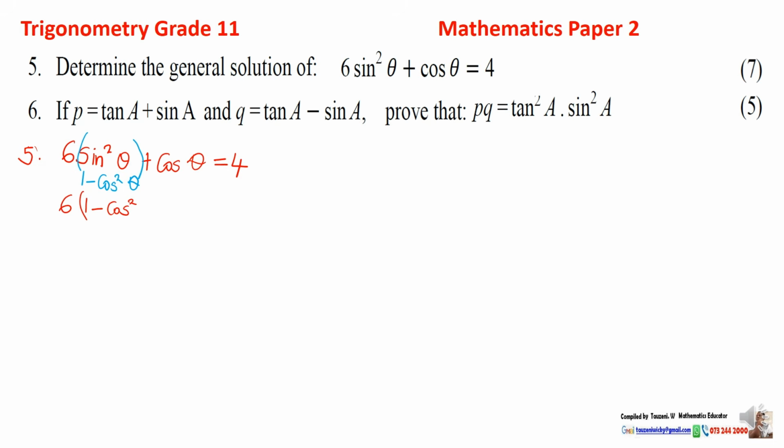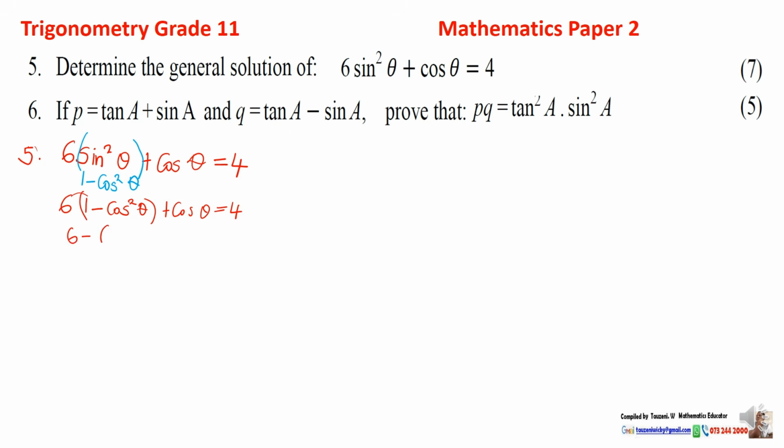This equation has got sine and cos. So this substitution will make sure that the equation has got cos theta only. It is expressed in terms of cos theta. Once you do that substitution, the next thing is to simplify. 6 times 1 will equal 6.